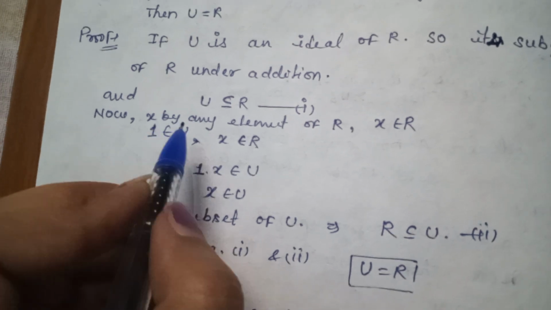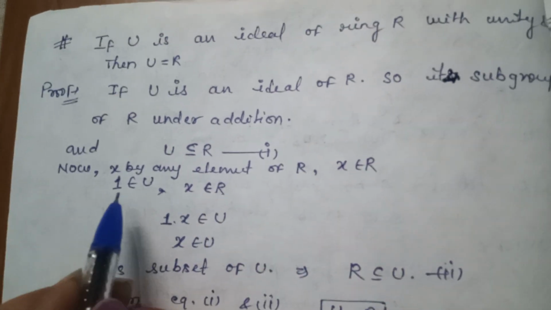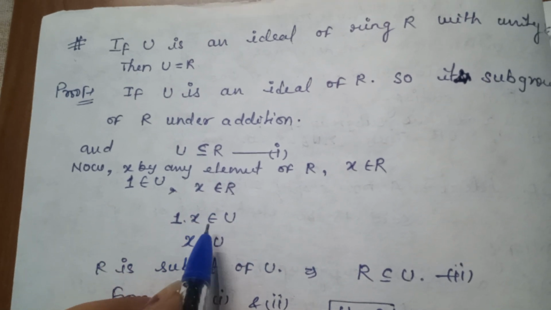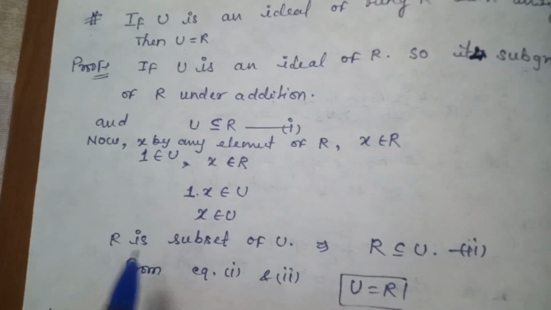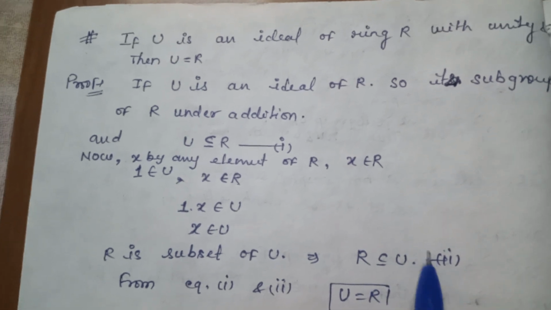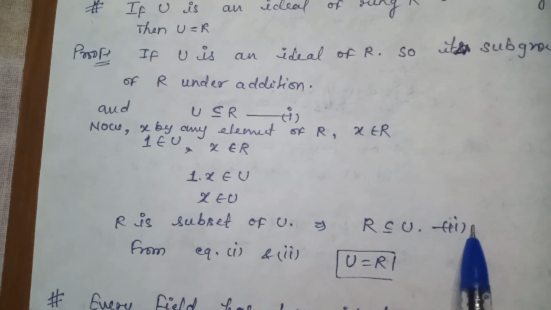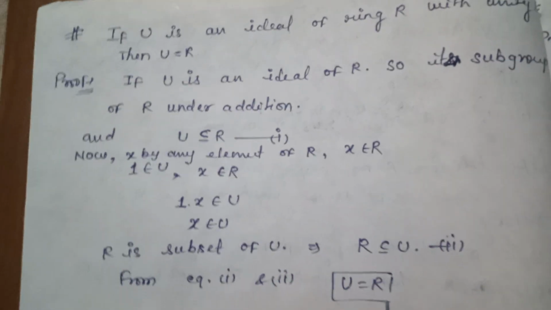Now let x be any element of R. x belongs to R, 1 belongs to U, and x belongs to R, so 1 dot x belongs to U, then x belongs to U. So R is a subset of U, which is equation number 2. From equation number 1 and equation number 2, we get U is equal to R.